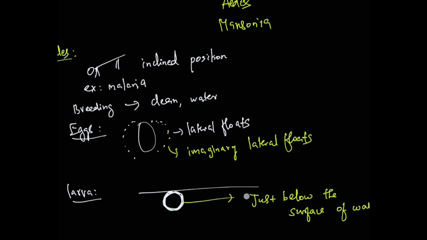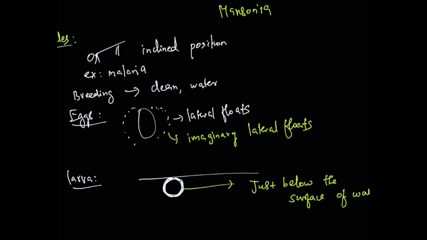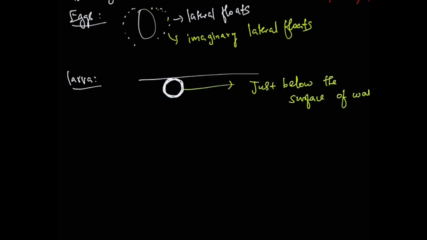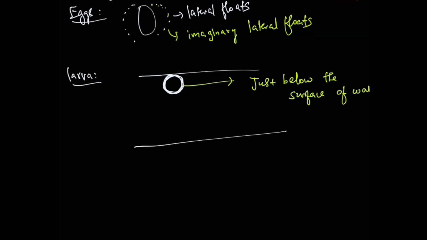Coming to eggs, the eggs will have lateral floats. For example, this is the egg, and these are the imaginary lateral floats. This is how the eggs will be in Anopheles. Coming to larval stage, the development will be inside the water. Just underneath the water surface, the larva's development will take place. So this is about Anopheles.